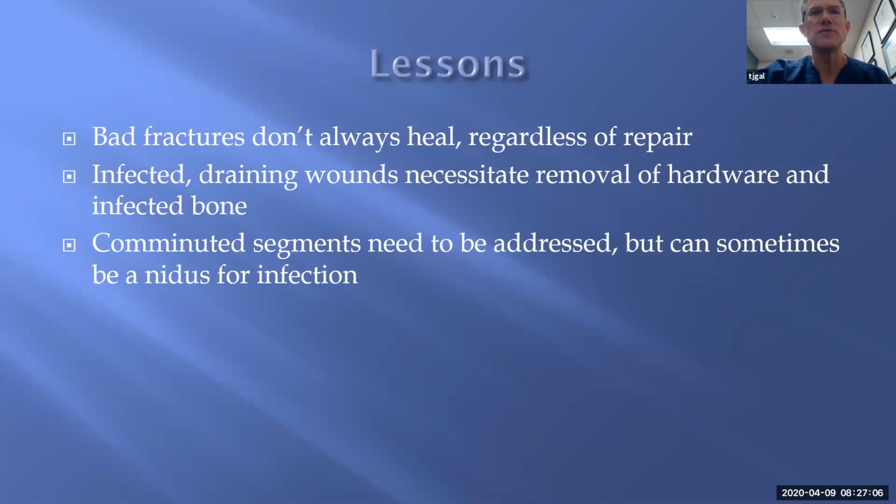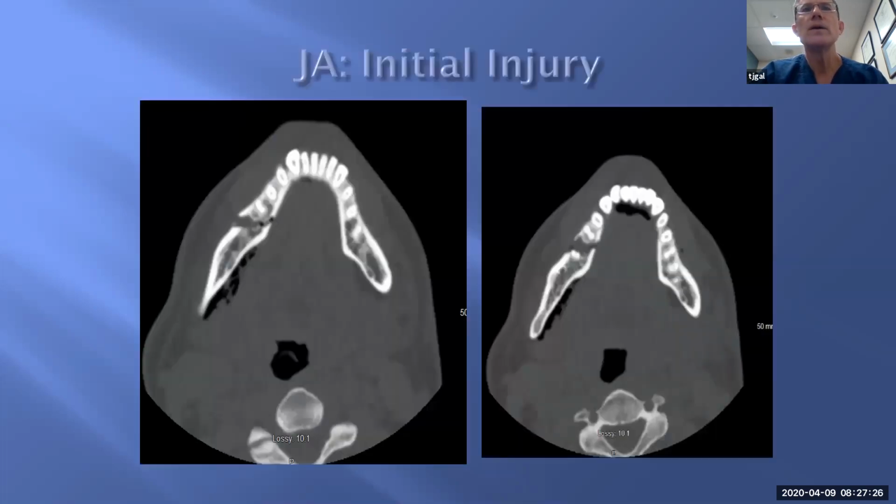So if they're decent sized fragments, it's worth putting them in, but trying to piece those little small segments together is sometimes going to come back to haunt you. Okay. So this is a bad fracture with a bad repair. This is an initial injury. You see a fracture there. It's not a significantly comminuted issue, but there's a pretty good fracture there.